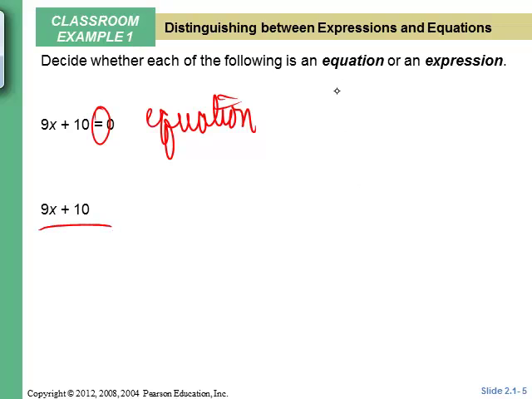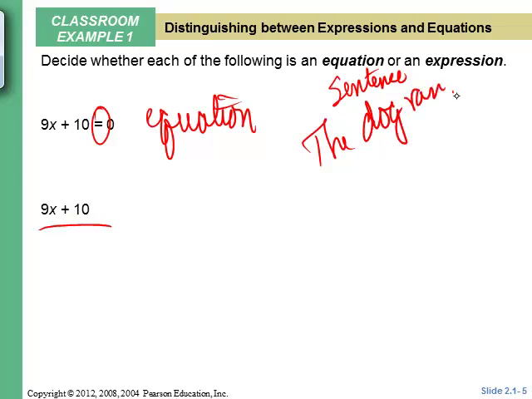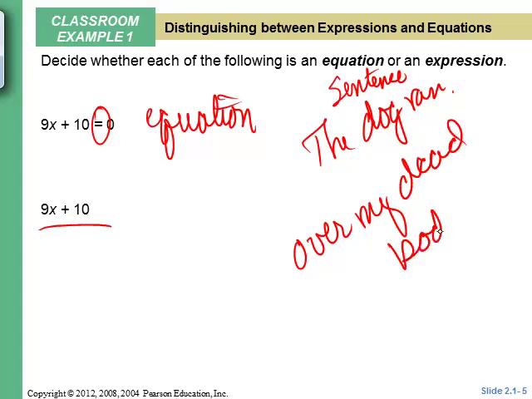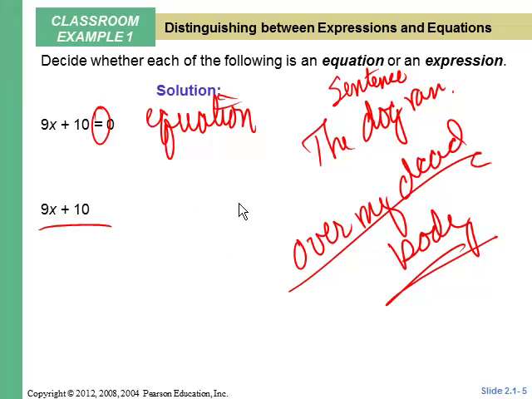An equation is like an English sentence. The dog ran. That's a sentence, all right? An expression, over my dead body. Yeah, it's a group of words. Yeah, it does mean something, but it doesn't express a complete thought. It doesn't have a subject and a verb. An equation has an equal sign.